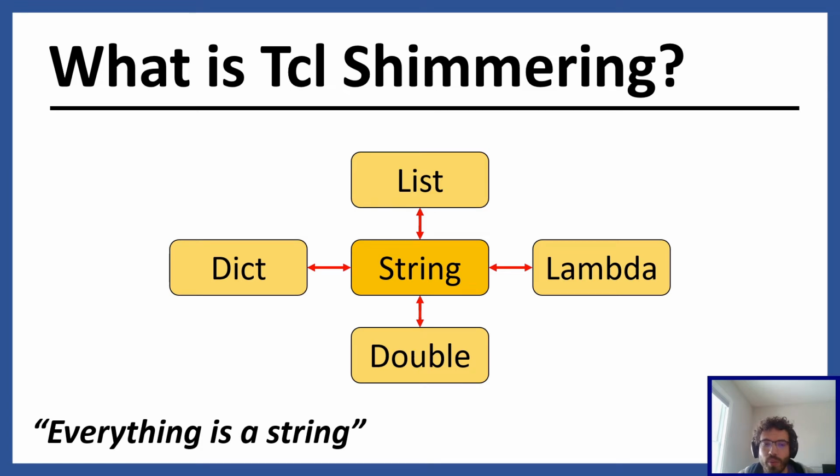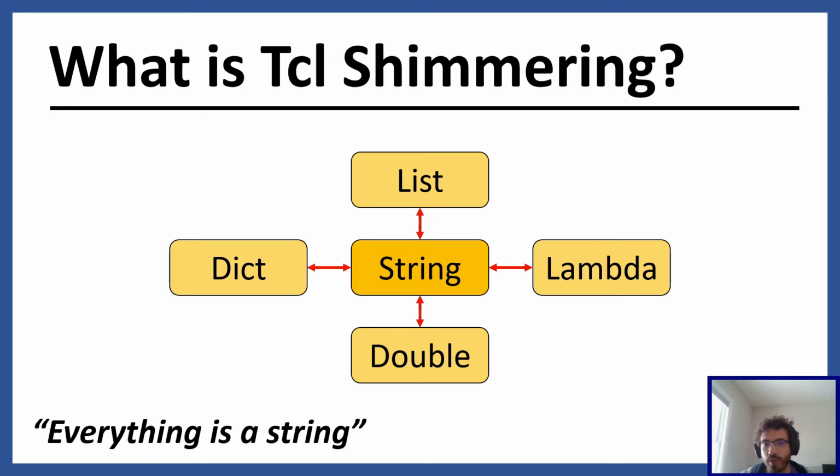So one of the unique things about programming in Tcl is that everything is a string, or rather, everything has a string representation. Shimmering is a phrase used in Tcl programming to describe the effect when you constantly are switching between interpreting data as multiple different data types.